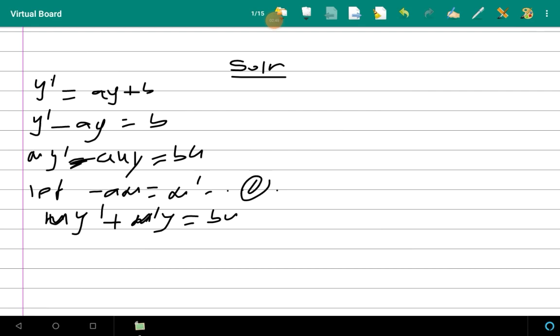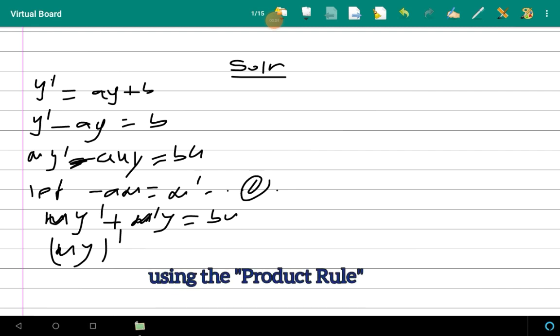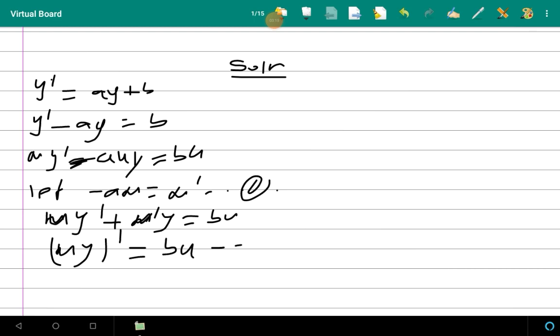Now we have y prime and then u prime, so I can factorize the whole thing as u y all prime. When I differentiate u y using the product rule, I get u y prime plus u prime y, which is the previous equation, and this is equal to bu. I can say this is my equation 2.